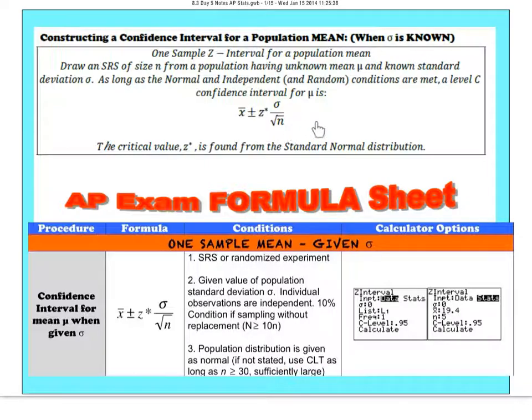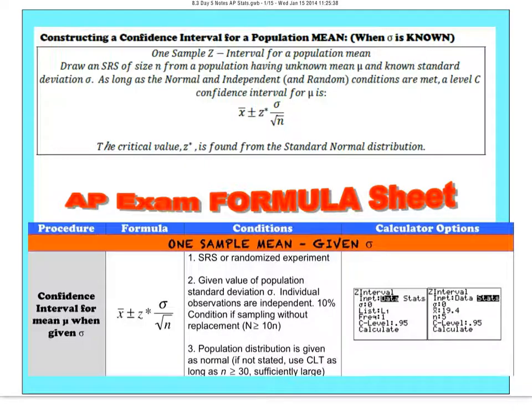If you were to actually compute a confidence interval when the sigma is known, then you would use x bar, or the sample mean, as your point estimate, and you're going to do plus or minus. You're going to find your critical value using the z-score, or the normal distribution, and then your standard error is just sigma over the square root of n.